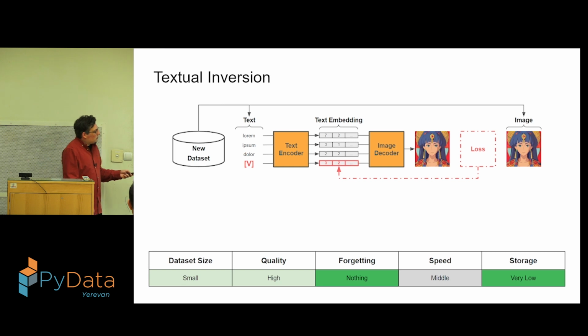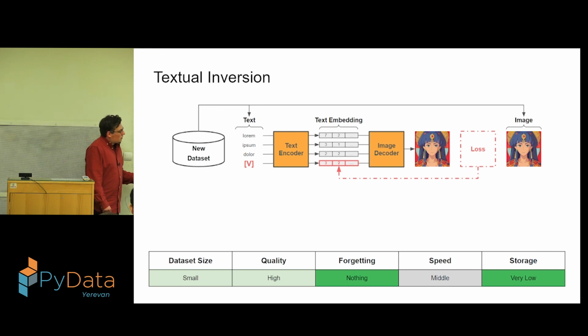In terms of speed, it is a middle. Middle because you still need to forward through the actual text encoder and image decoder. This is time consuming because this is a large model. But it's significantly faster than the previous one, because you just need to update the gradients only for this text embedding.